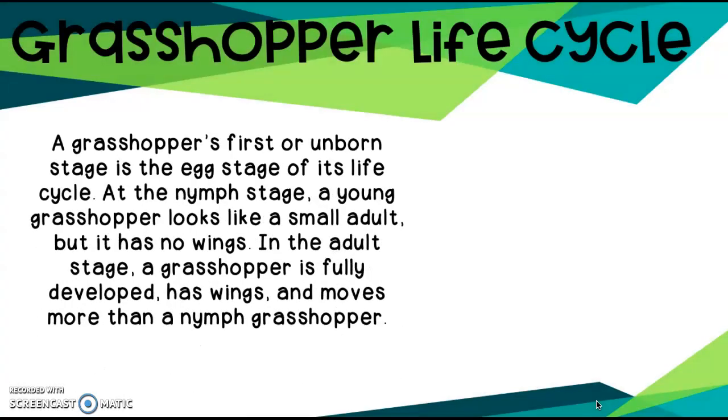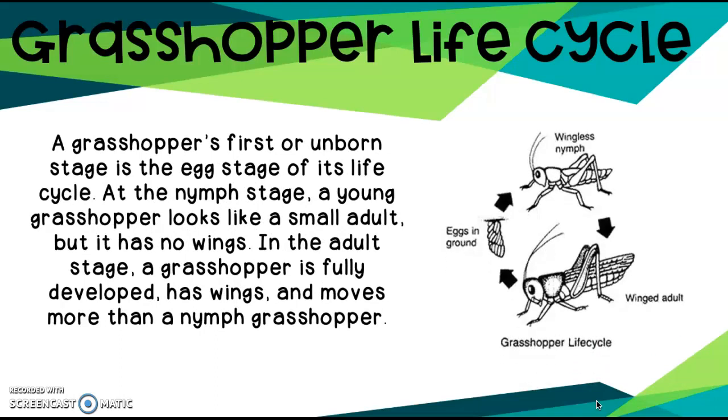So here for the grasshopper life cycle. A grasshopper's first or unborn stage is the egg stage of its life cycle. At the nymph stage, a young grasshopper looks like a small adult, but it has no wings. In the adult stage, a grasshopper is fully developed, has wings, and moves more than a nymph grasshopper.